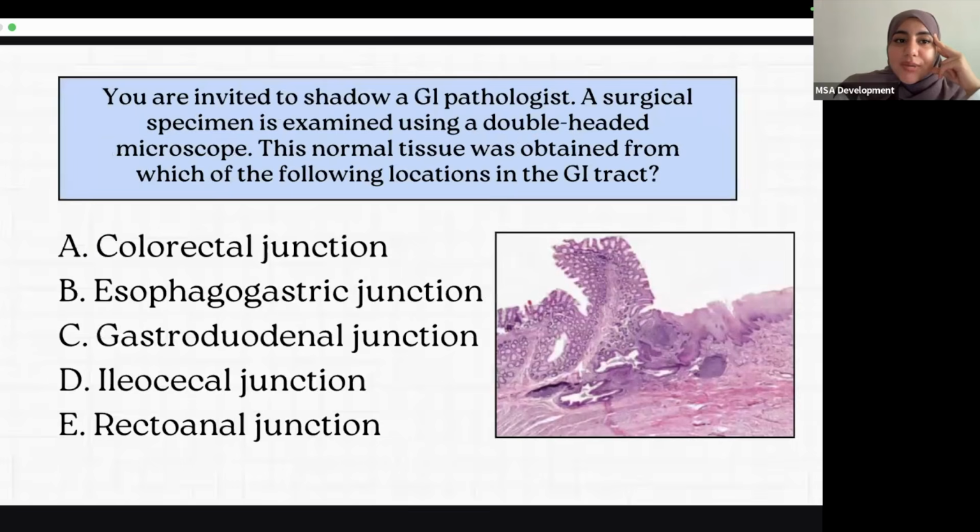Awesome. Okay. Anyways, you are invited to shadow a GI pathologist. A surgical specimen is examined using a double-headed microscope. This normal tissue is obtained from which of the following locations in the GI tract?